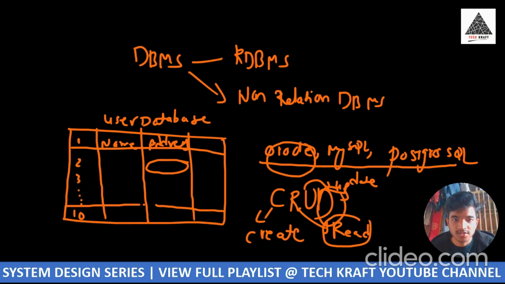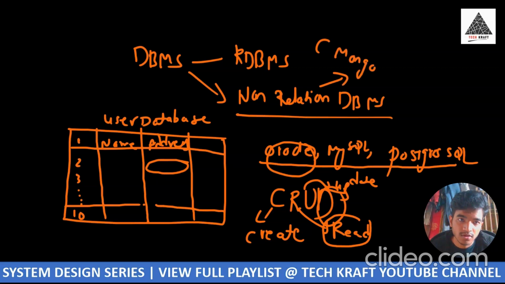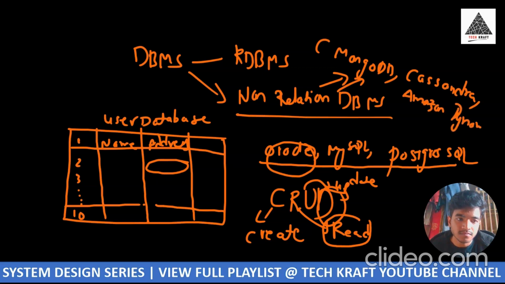We can also do CRUD operations in non-relational databases. The non-relational databases are MongoDB and Cassandra, then Amazon Dynamo. These are non-relational databases. Okay, up to now everything is clear.